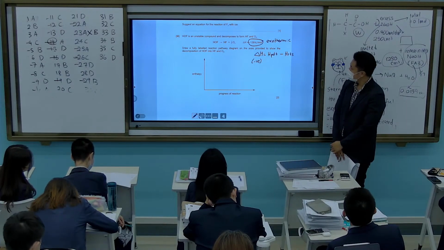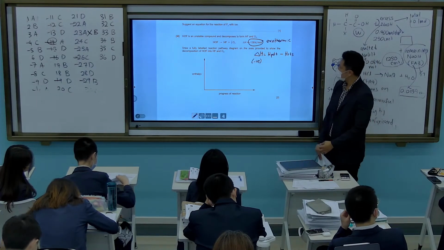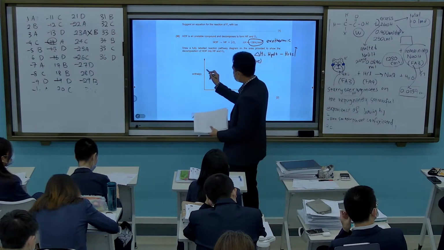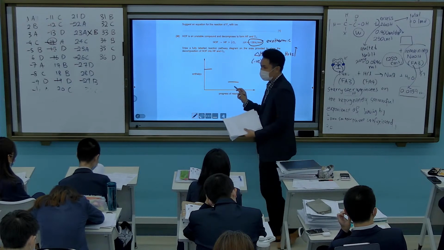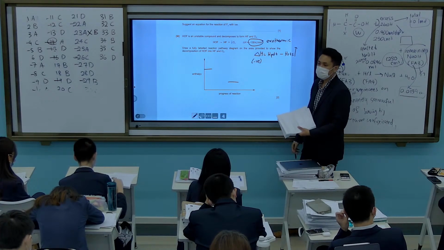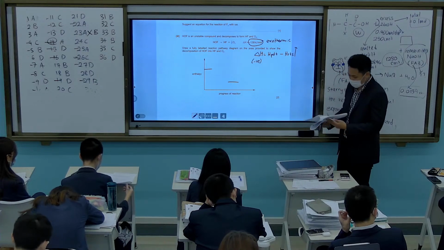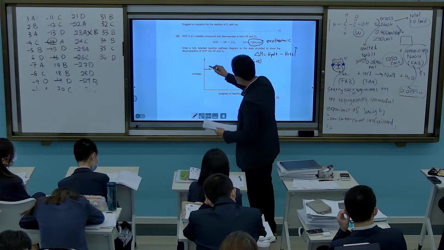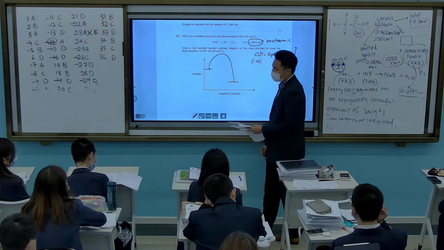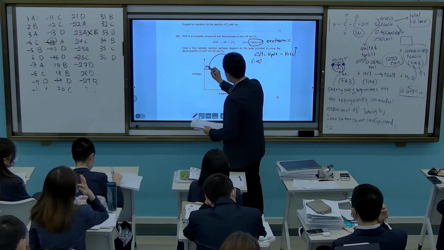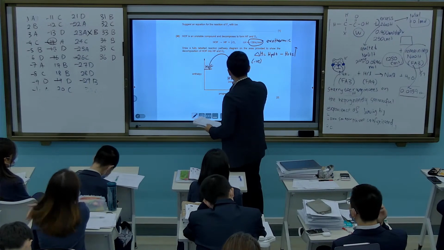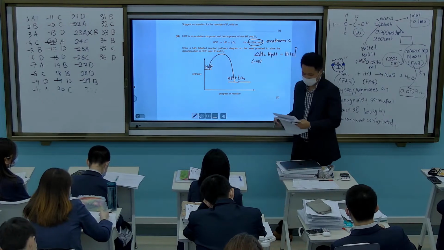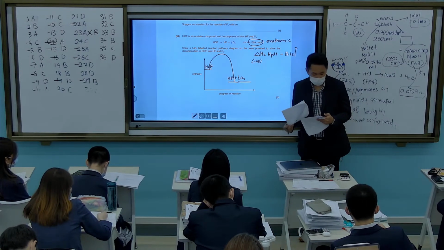So this means the reactants are higher in energy than the products. Now how to draw the diagram? You need to draw like this, and then just label. This is the reactants, HOF. This is HF plus a half O2. Like this, and then what else do you need to label?